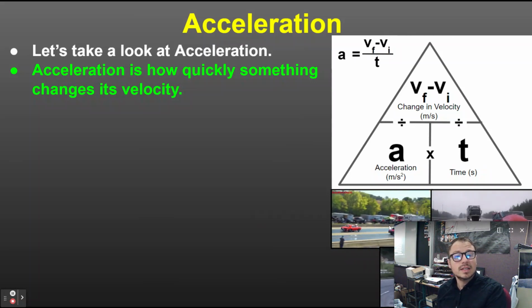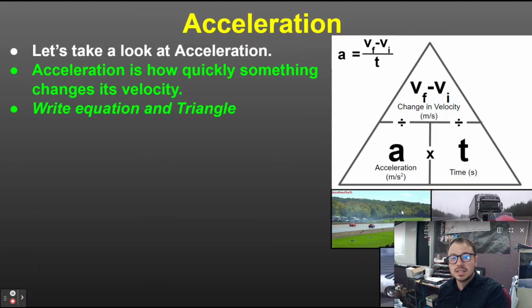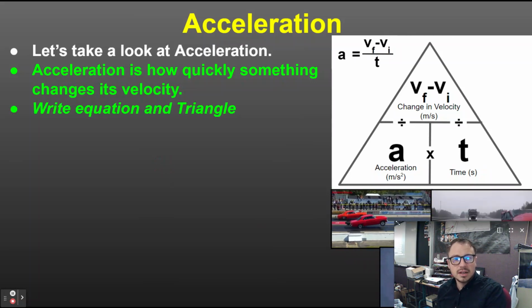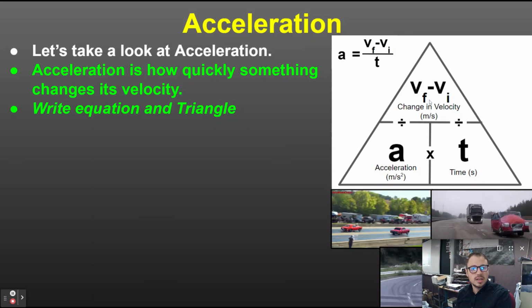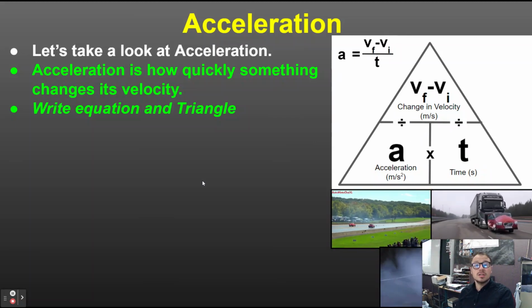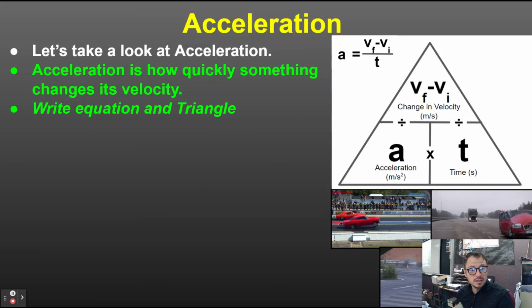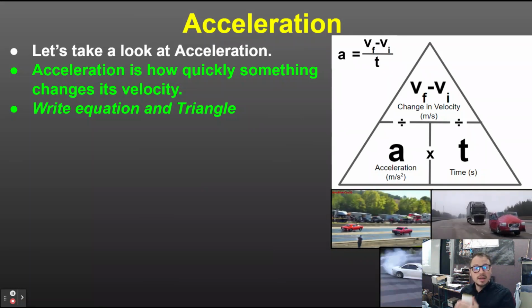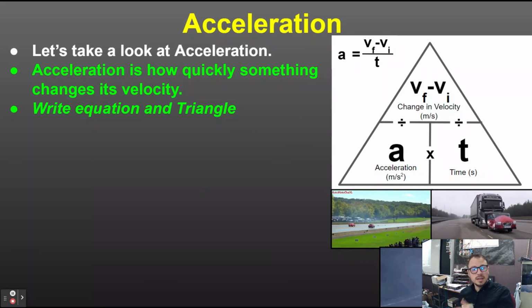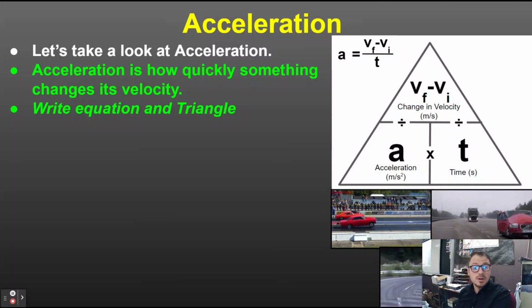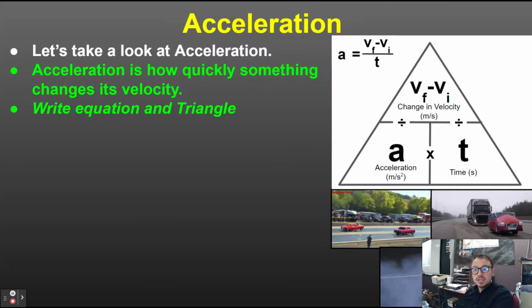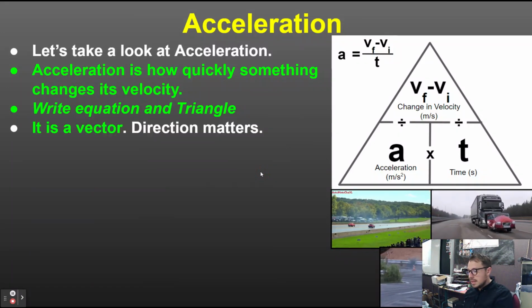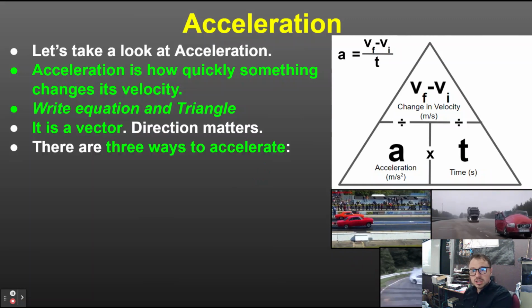So let's go ahead and look at acceleration. Acceleration is how quickly something changes its velocity. So this is the equation, and you can see I put a little triangle up there to help you calculate it. The acceleration equals the final velocity, how fast it's going at the end, minus the initial velocity, how fast it's going in the beginning, divided by the time interval in which that acceleration takes place. So it is a vector quantity, which means the direction does matter.